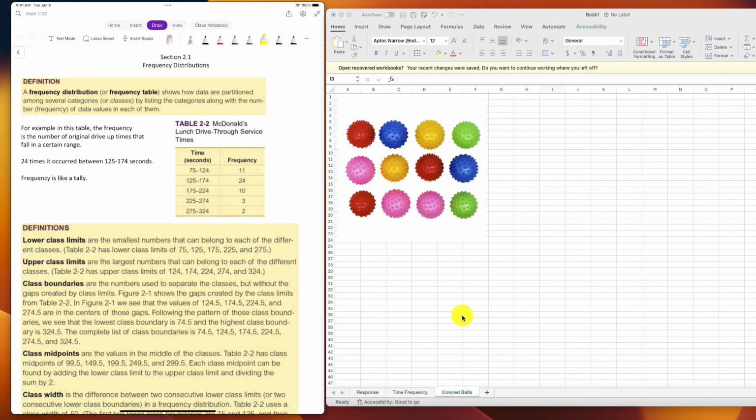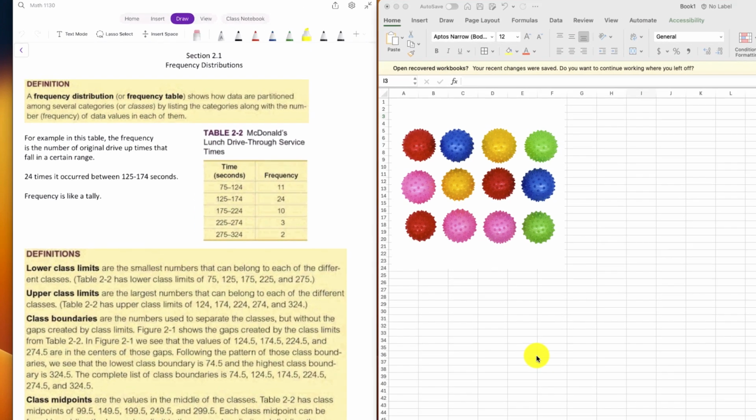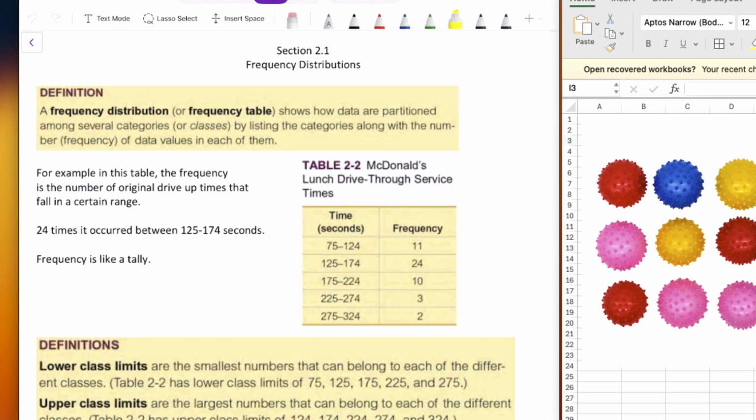This is section 2.1, and we'll talk about frequency distributions. The first thing is the definition. It basically shows how data is partitioned among several categories or classes. So let's look at an example here.